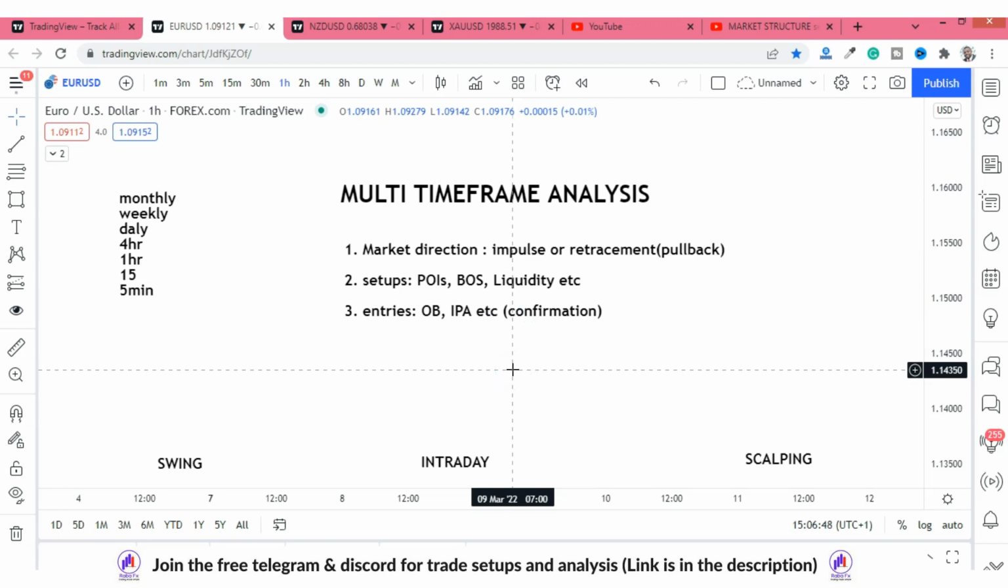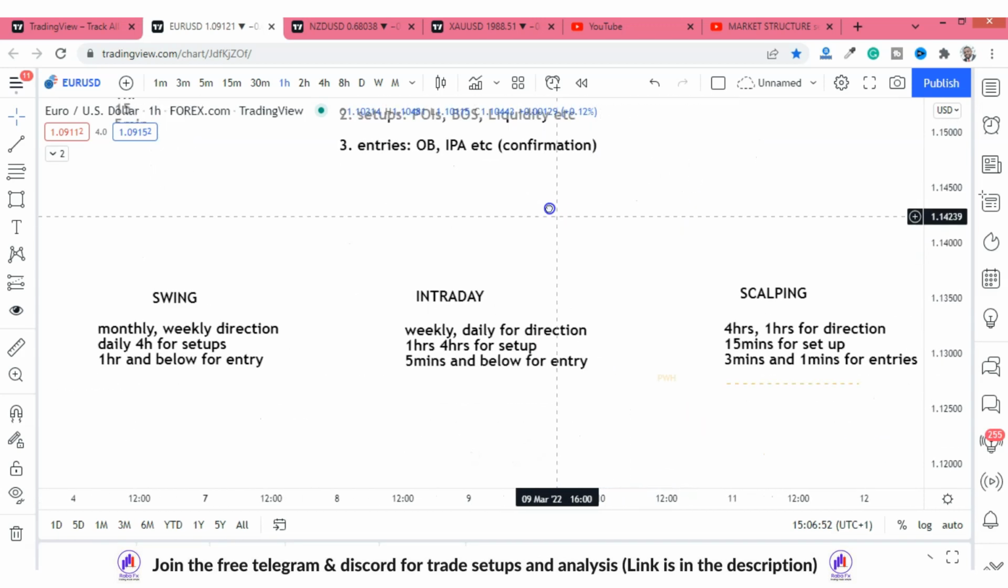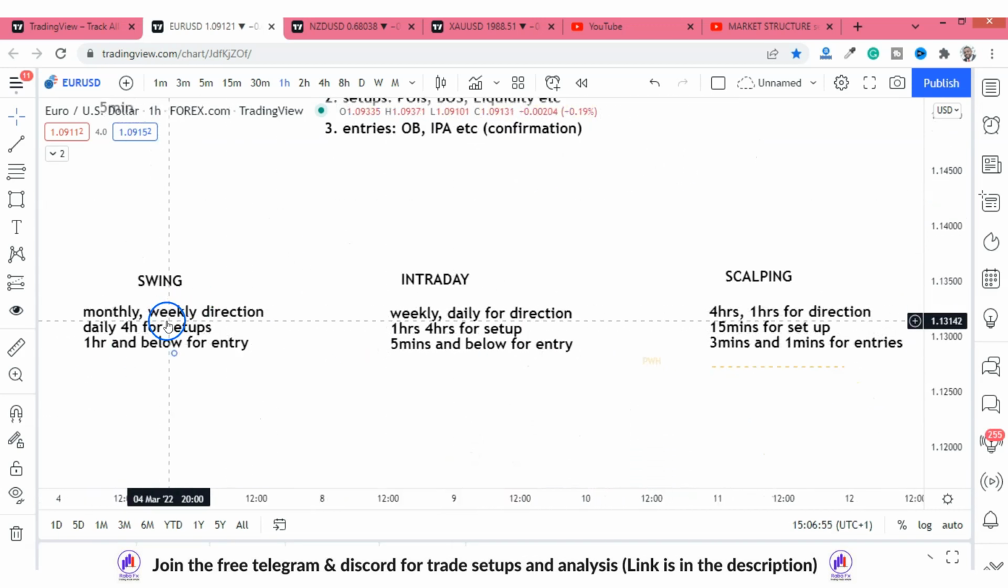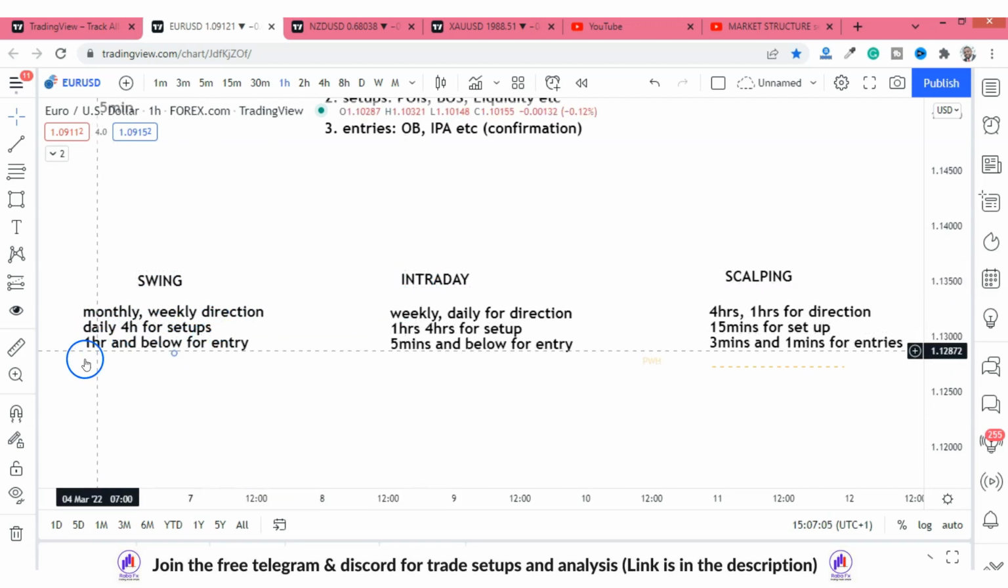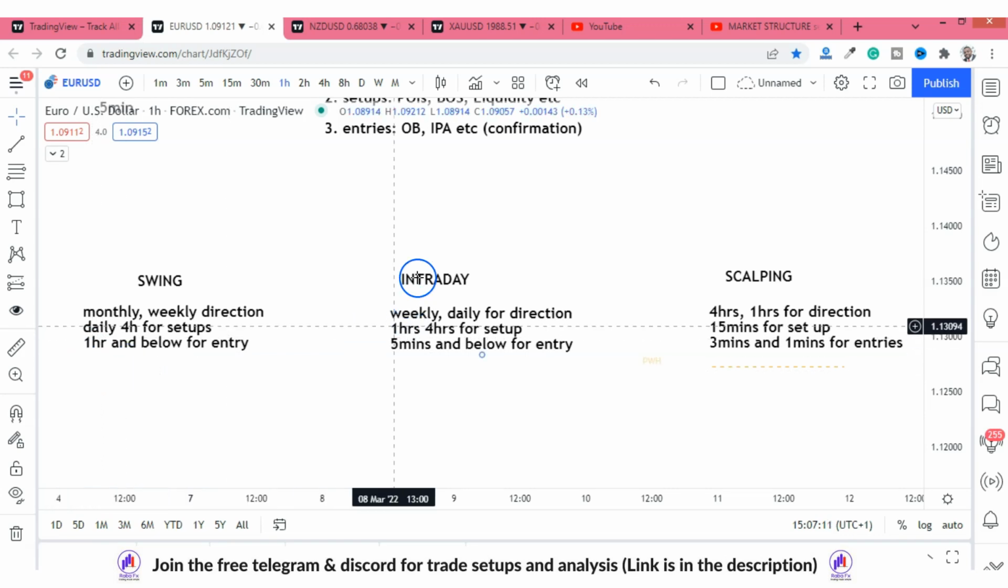Traders are different. This is just an example of what I will tell anyone that comes to me. For a swing trader, your monthly and weekly is your direction, your daily and 4 hours is your setup, and your 1 hour is your entry. You can also enter below. You do not just stop here because Raba told you to. No, you go lower for a better risk reward.